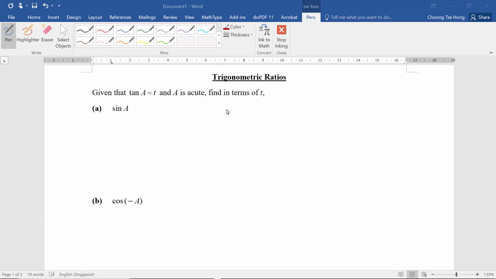Given that tangent A is equal to T, and A is acute, so A is in the first quadrant, find in terms of T: sine A, cosine negative A, and then there are several parts below. For such a question, the very first thing we want to do is draw the triangle. Since A is acute, the angle is in the first quadrant, so let's go ahead and draw the triangle.